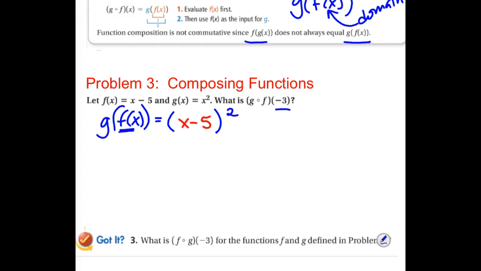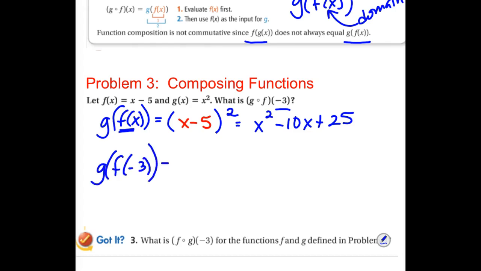What do we get when we square that? Squaring a binomial, remember the pattern? Square the first, twice the product, square the last. Now we can find g of f of x, or g of f of negative 3. We know our composition is x squared minus 10x plus 25, and now I want to substitute in a negative 3.